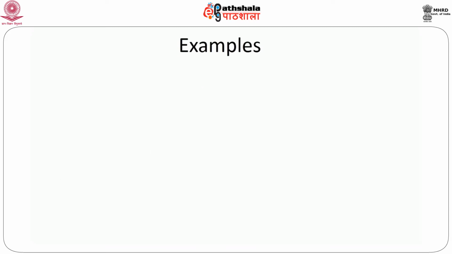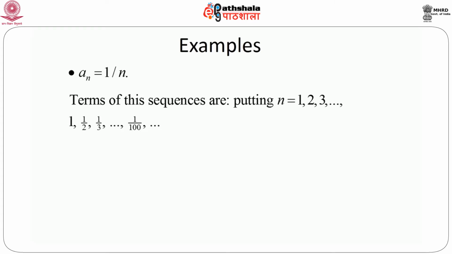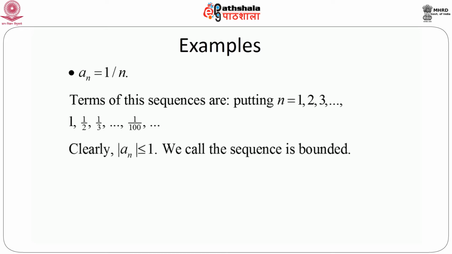Let us consider a few examples of sequence. How does it look like? First, and very common, we write an equals 1 by n. That means if we put n equals 1, we will get 1. If we put n equals 2, we will get 1 by 2. Putting n equals 3, we get 1 by 3, and so on. If we put n equals 100, we will get 1 by 100, and so on. So these are the terms of the sequence that can be obtained by putting n equals 1, 2, 3, and so on. Clearly, every term in the sequence is less than or equal to 1. So we can immediately write that all the terms in the sequence are positive. So it is basically an less than or equal to 1. So we call that the sequence is bounded by 1. Later on we will see some other properties of a bounded sequence.